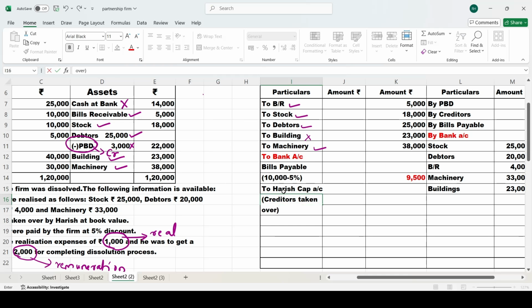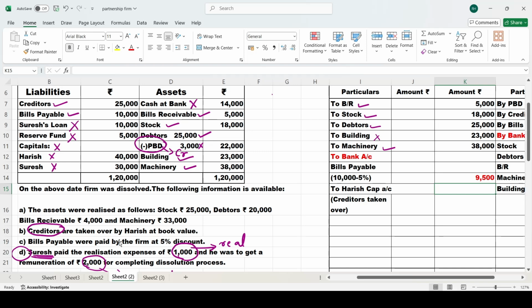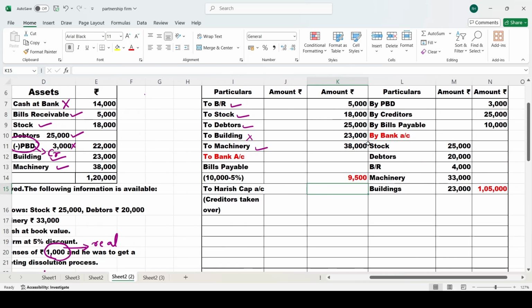Creditors taken over. So for how much have they taken over the creditors? Yes, took over the creditors for rupees. Book value, they have given book value. Book value in the sense exactly this 25,000. 25,000 you have to write it here. Hope you people got it right.